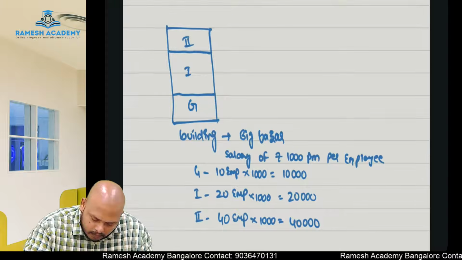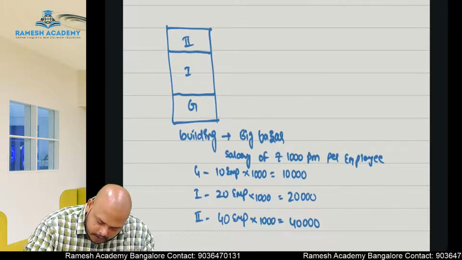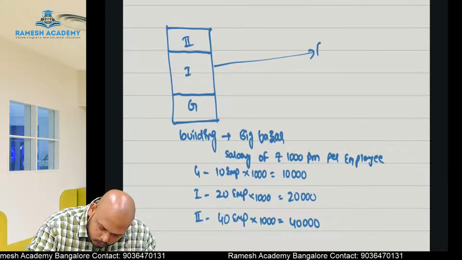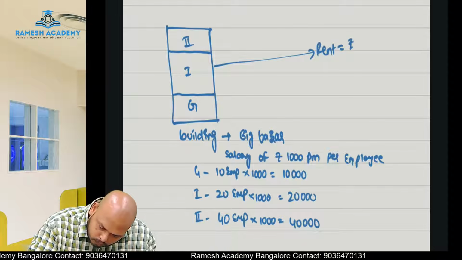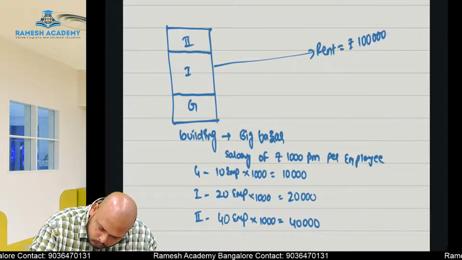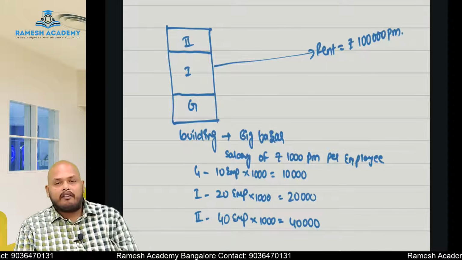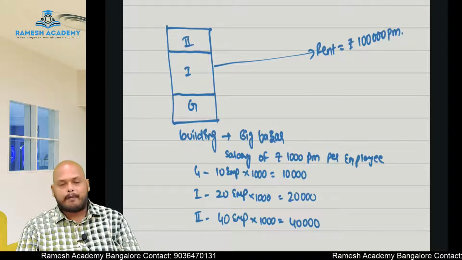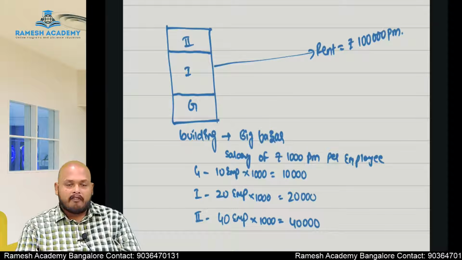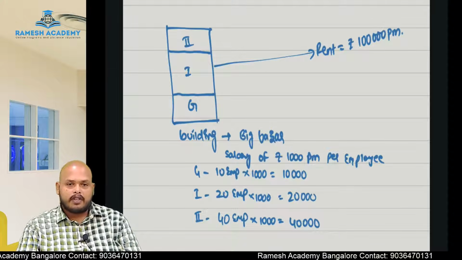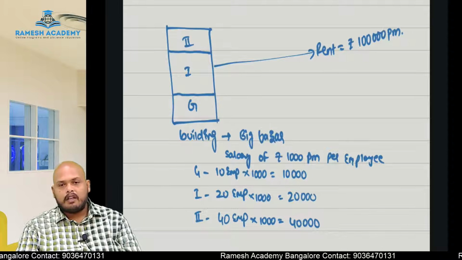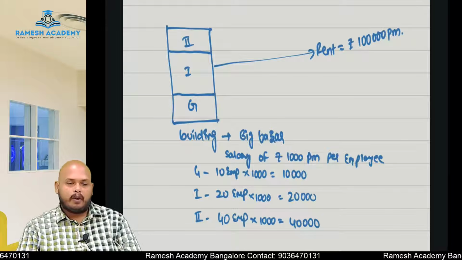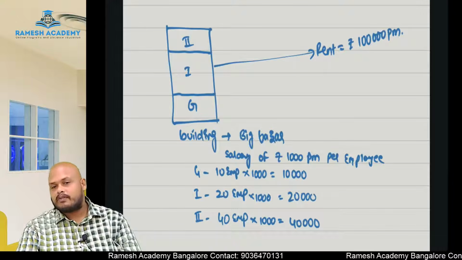Okay. Now let's take one more example: the rent. The rent which we are paying for this building is 1 lakh per month. Can you say how much is for the ground floor, the first floor, the second floor? The rent for the whole building is 1 lakh per month. Can you say how much rent we have to calculate for each floor? Can you?